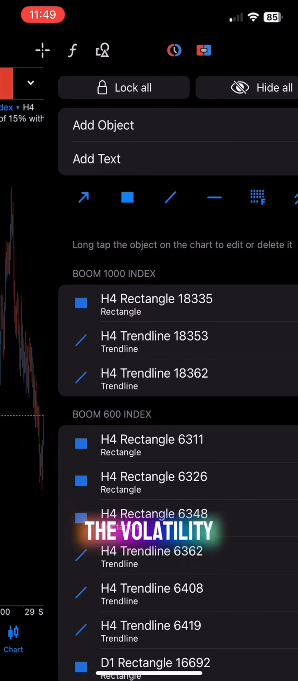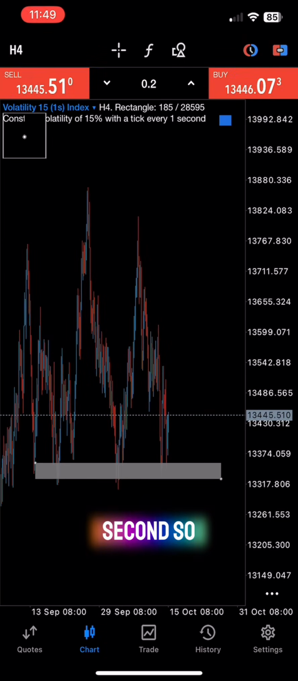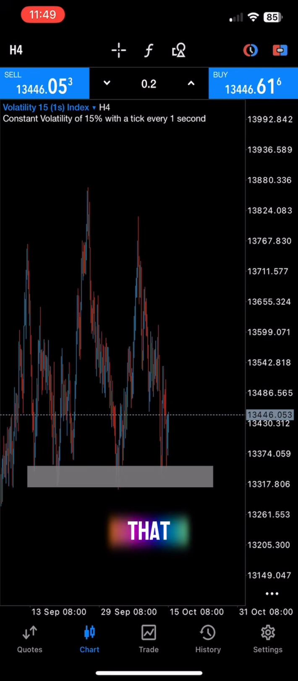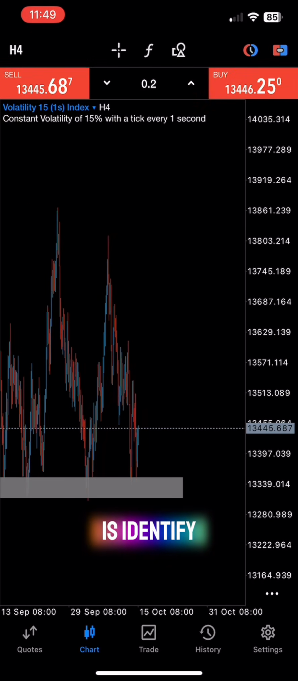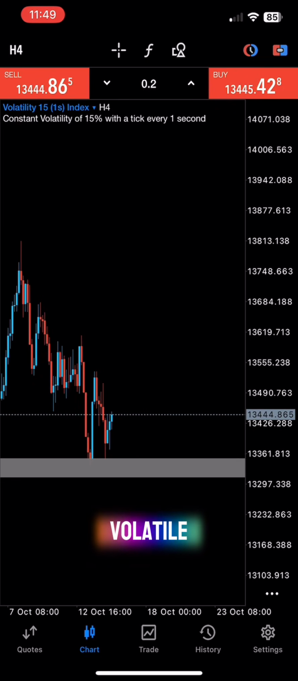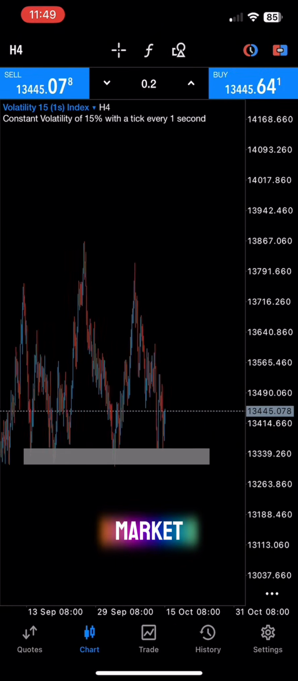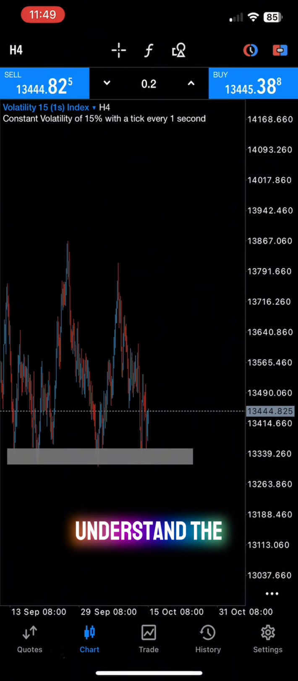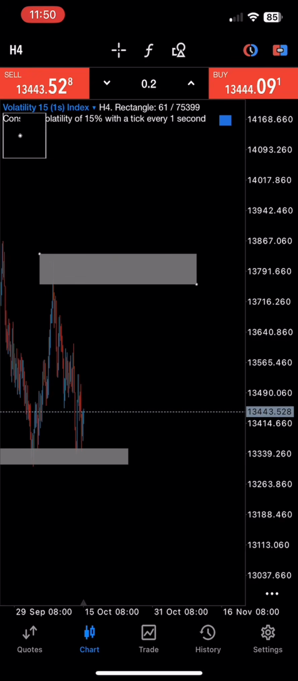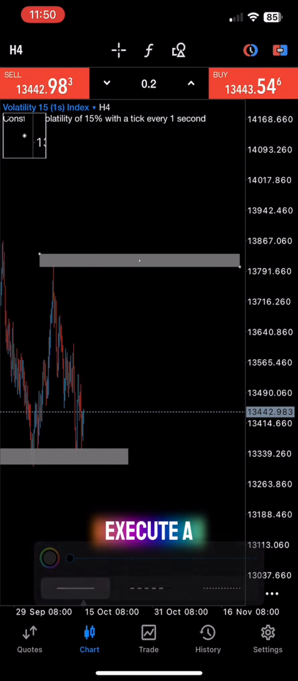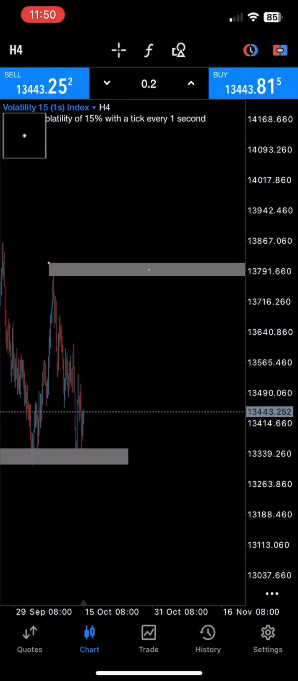Anyway, in the Volatility 1 second, this is volatile, you have to take note of that. So the first thing that you need to do when you open a chart is identify if that chart is volatile before you execute the market, because you need to understand the risk management skills that are required for you to execute a market anyway, right?